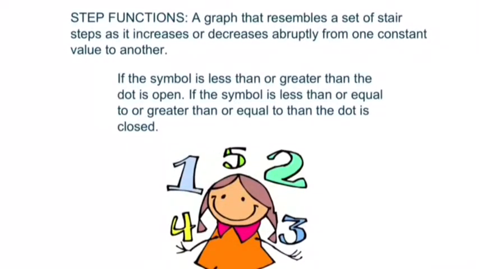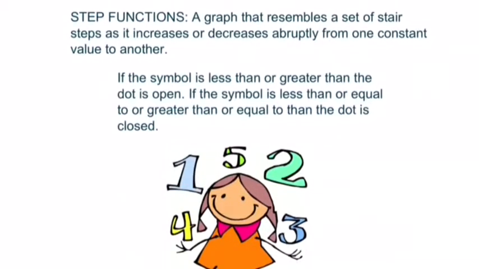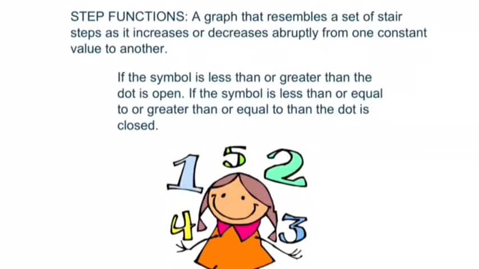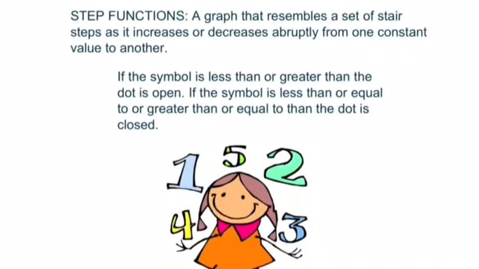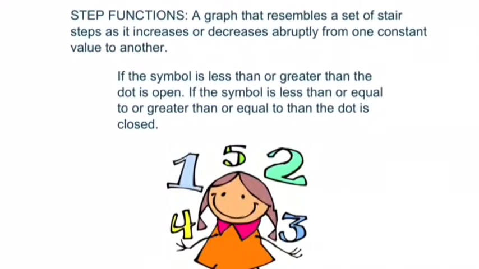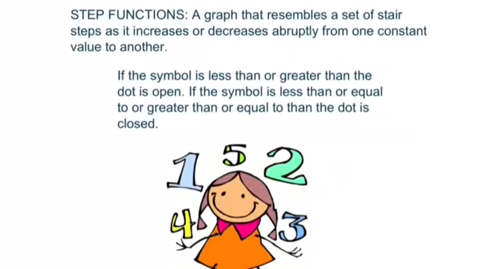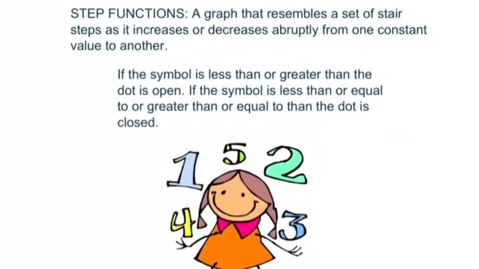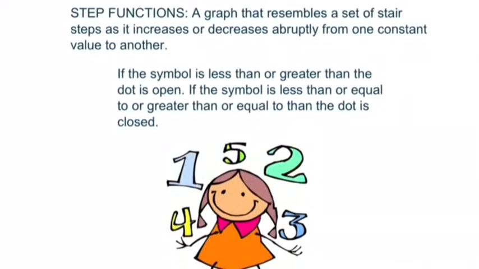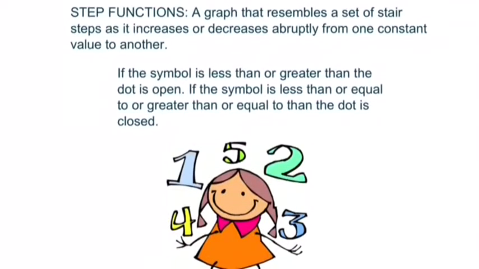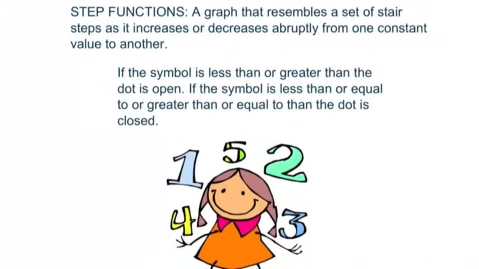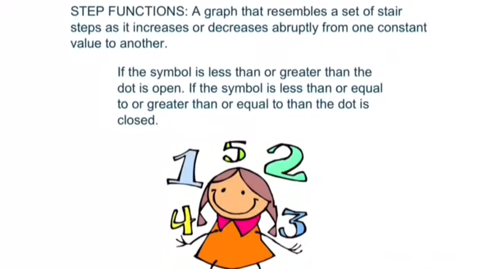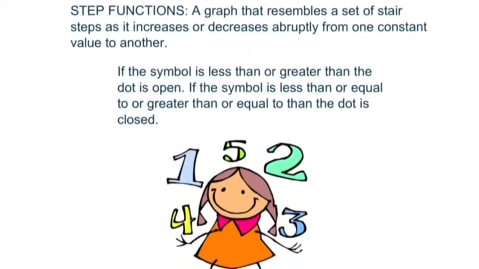This is Hunter, and we're doing step functions. Step functions are a graph that resembles a set of stair steps as it increases or decreases abruptly from one constant value to another. If the symbol is less than or greater than, the dot is open. If the symbol is less than or equal to or greater than or equal to, then the dot on the graph is closed.